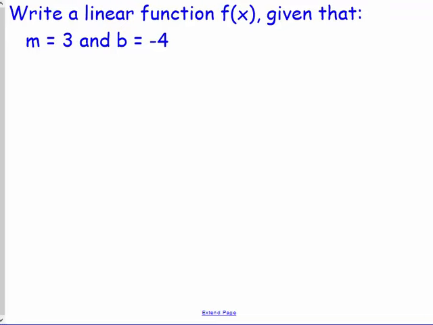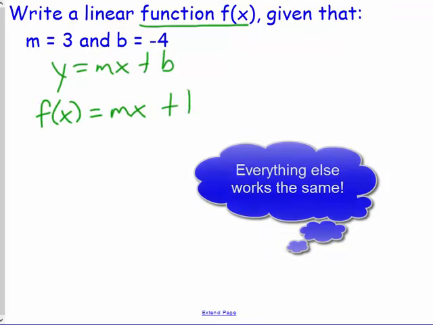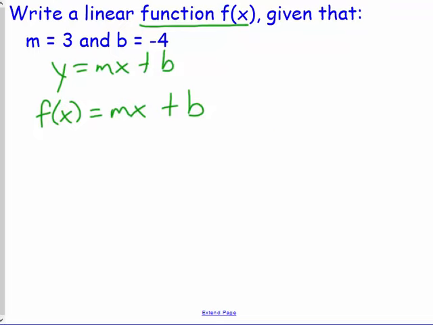Well, back in the day, we said slope-intercept form was y equals mx plus b. The only thing that's going to change when we're using function notation is now I'm going to say f of x equals mx plus b. And now you should be able to write different functions and different equations based on the information given. Just like we did back in the day, this one's a pretty basic one.